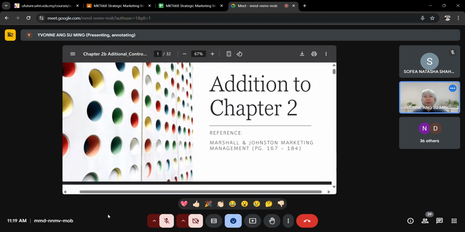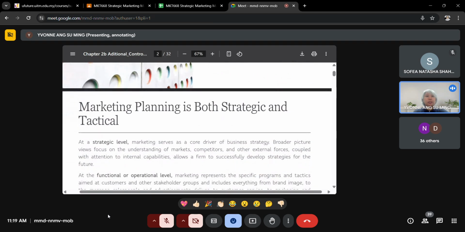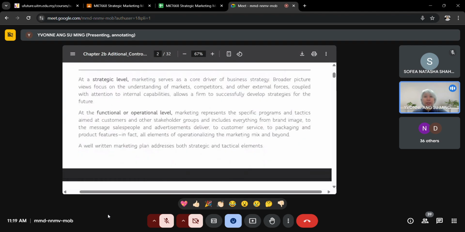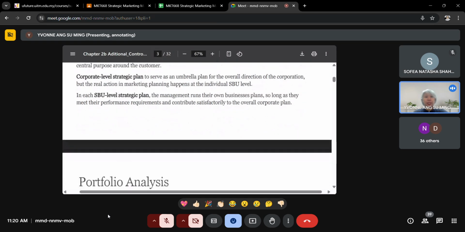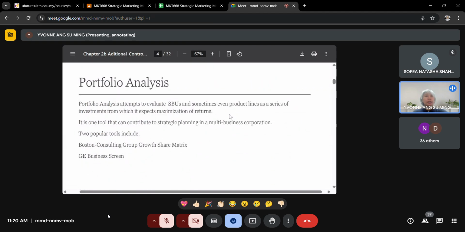At the top here, this is from Marshall and Johnson's marketing management. These two are another two gurus. And inside their book, they actually... this one is already inside Kotler. If you look for it, you should be able to find it. They also explain what is SBU. This is already inside Kotler. However, portfolio analysis is no longer inside Kotler. Kotler used to have it, but he took it out in the future textbooks that he wrote.